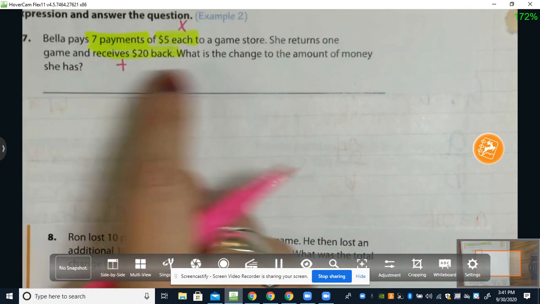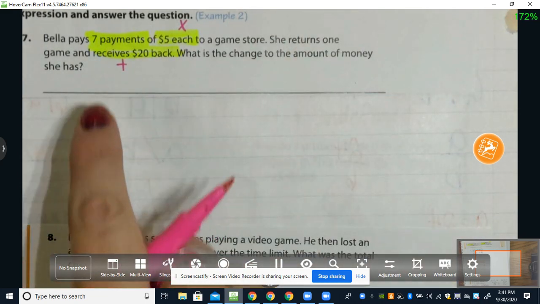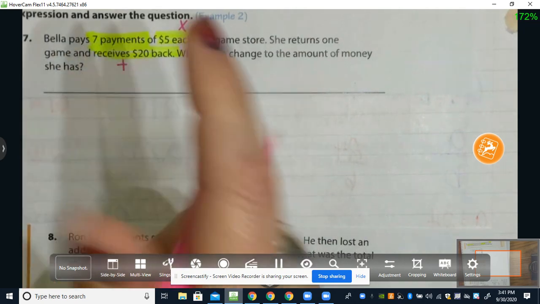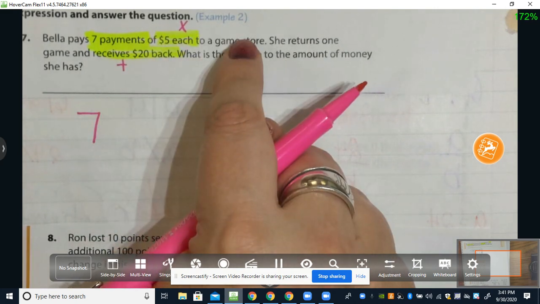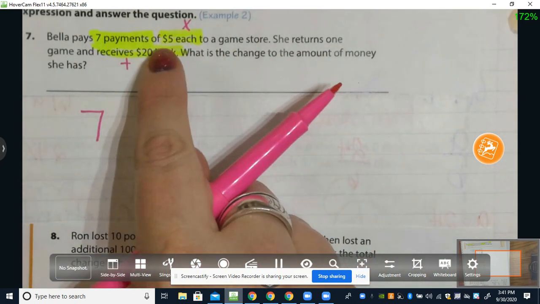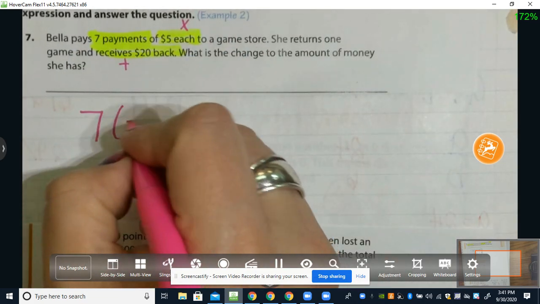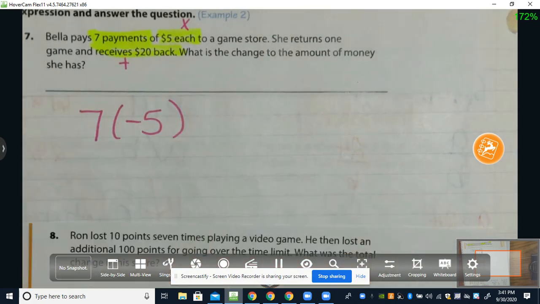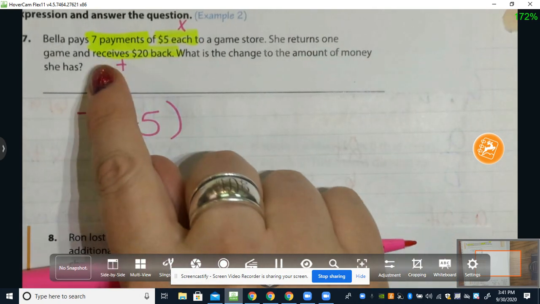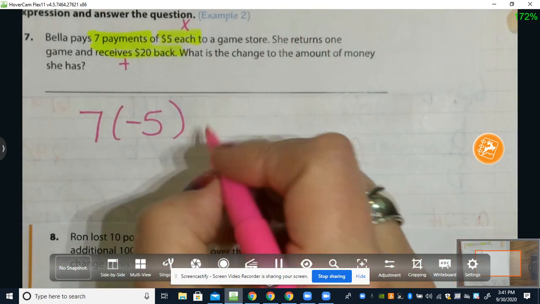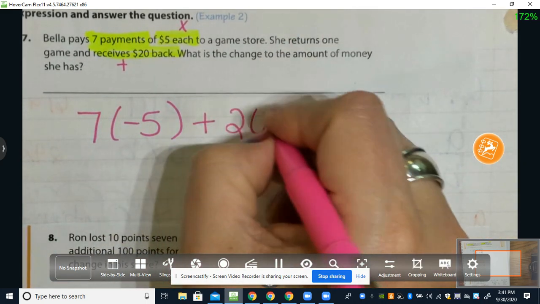Okay, I like to start off when I'm writing expressions with what comes first when I'm reading it. So she pays 7 payments. So 7 of $5 each. So now I'm going to be multiplying. I need to make 5, but they're payments, so it's going to be a -5. So 7 times a -5. This tells me about the payments. She returns 1 game and receives $20 back. So after this, she receives, that's adding that $20 back.